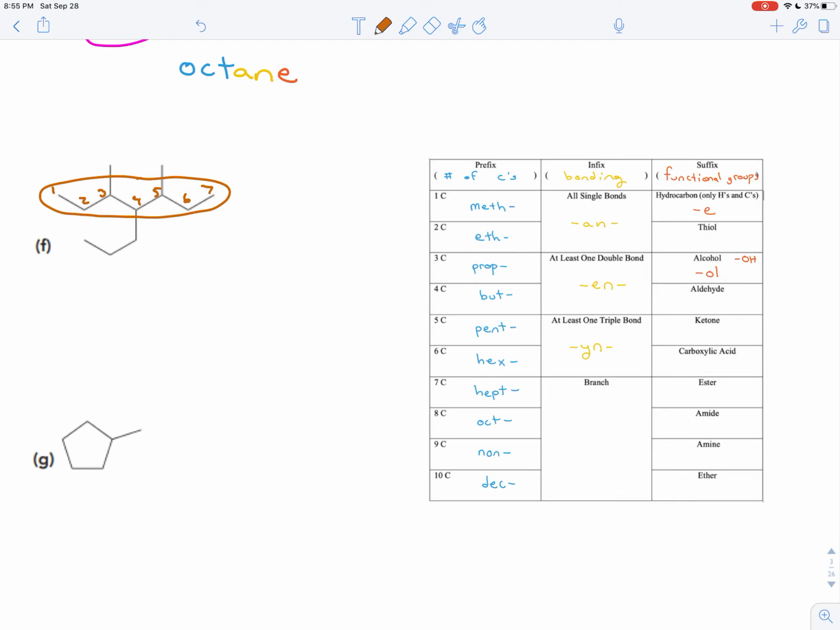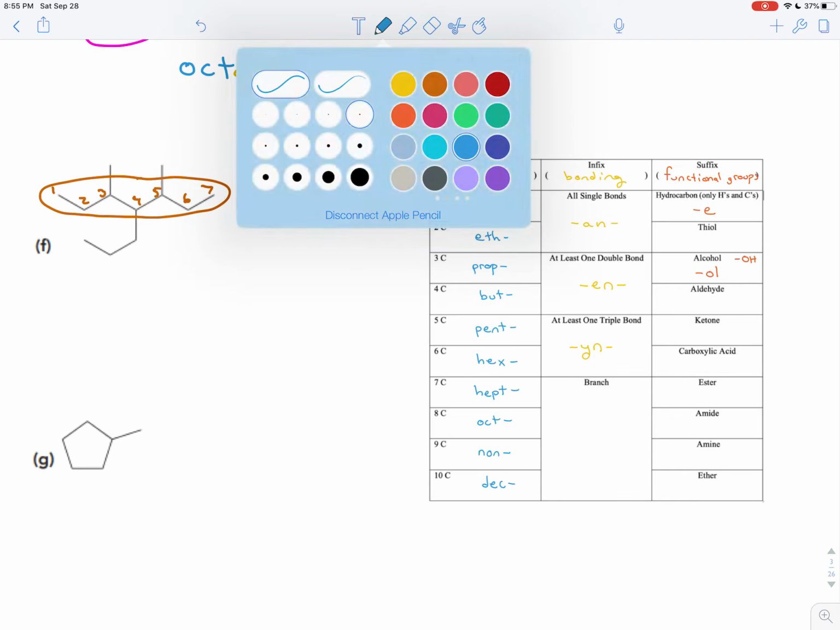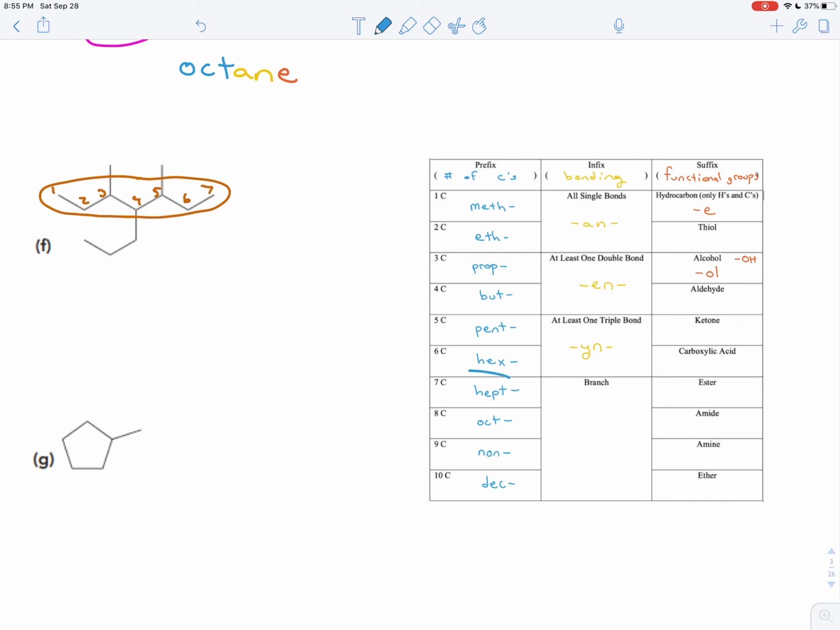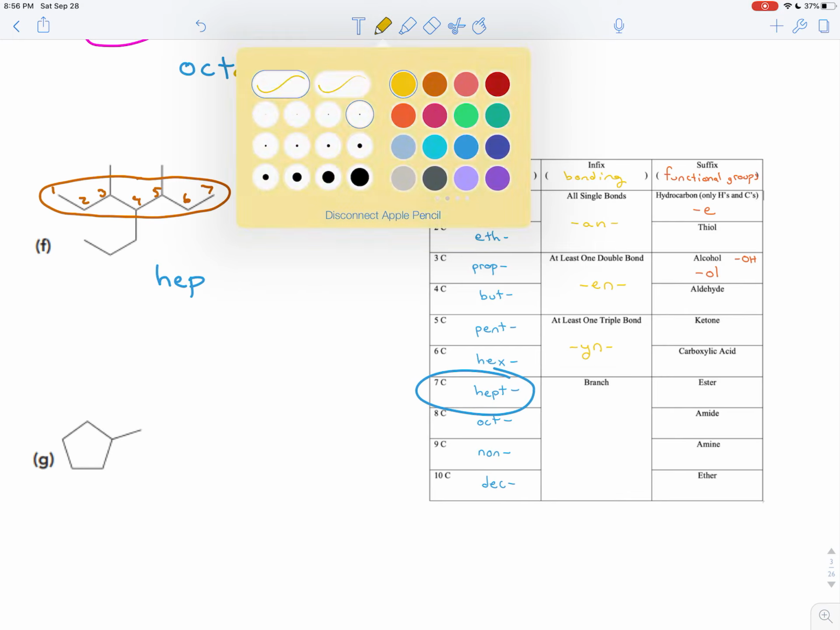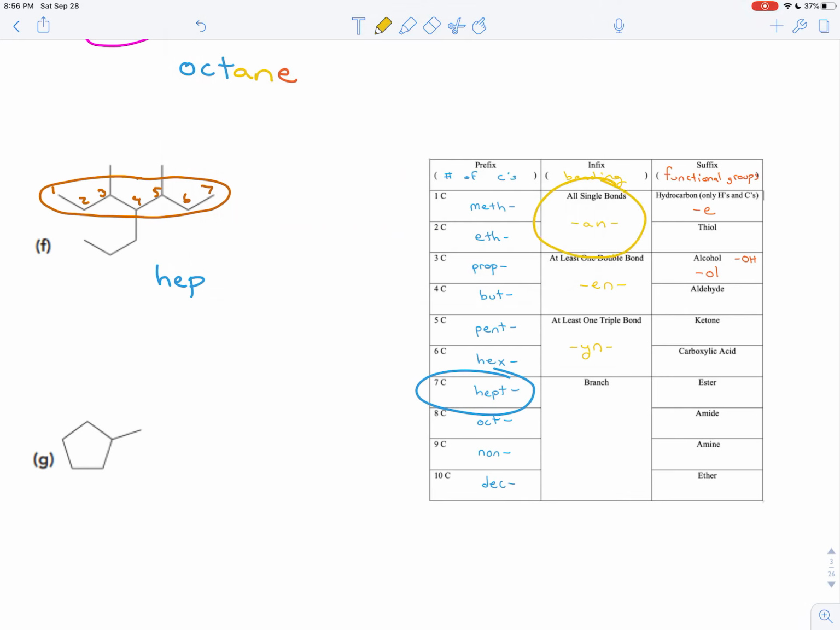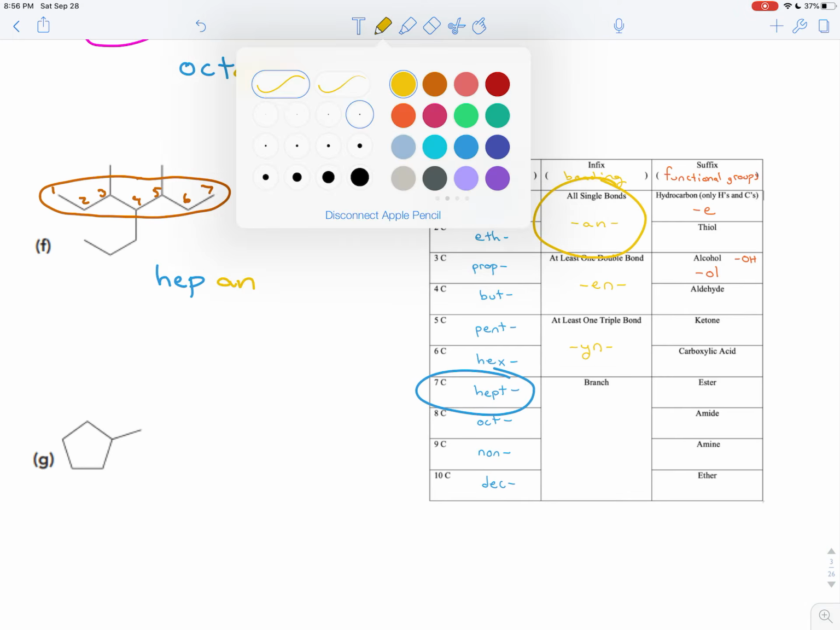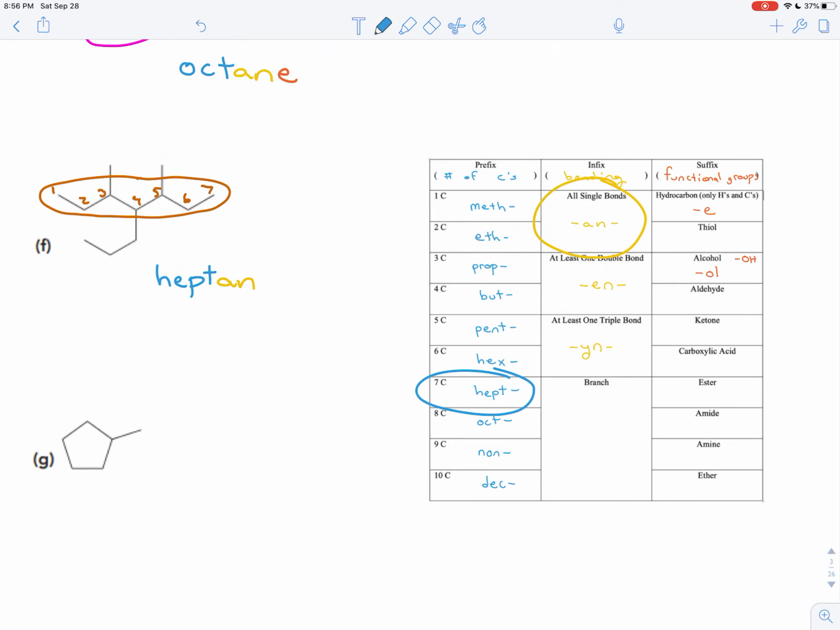Now we'll learn how to name those branches in a future video, but for now, let's just name that backbone. We have 7 carbons, so the prefix is hept. All single bonds, so the infix is AN, and it's a hydrocarbon, so the suffix is E. The name for that parent chain would be heptane.